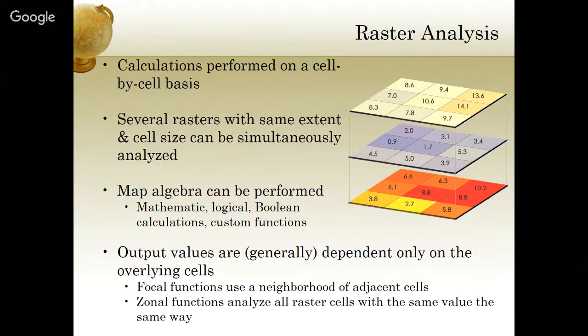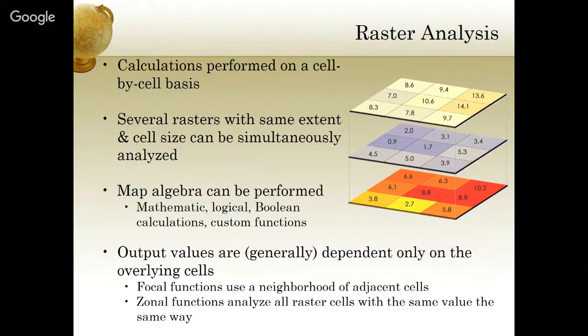So we can do normal math algebra with mathematical functions, logical functions, Boolean, so true, false. You can also apply customized functions to it. Generally speaking, the output of those operations only relies on cells that overlay one another. But there are some families of functions that may analyze a neighborhood of adjacent cells together, and those are called zonal functions. Sorry, I said that wrong.